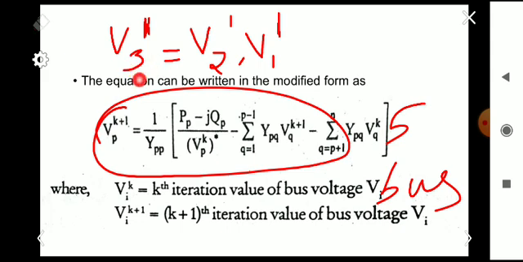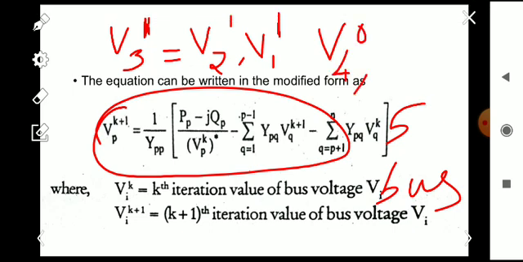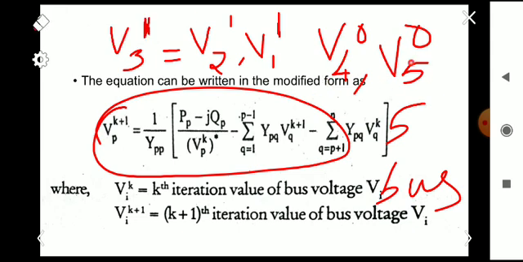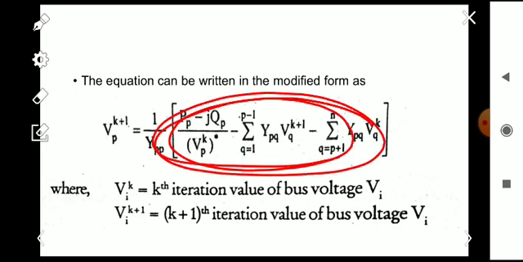And we have to use V40 and V50, because here the bus number P is greater than 3, so we have to use the kth iteration values. V40 and V50. Actually we will be substituting these values in this equation.